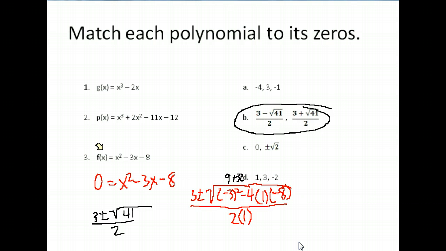The last thing they're going to ask you to do is put everything together. They will give you an example of a problem, and they will say, here are the zeros I want you to have.